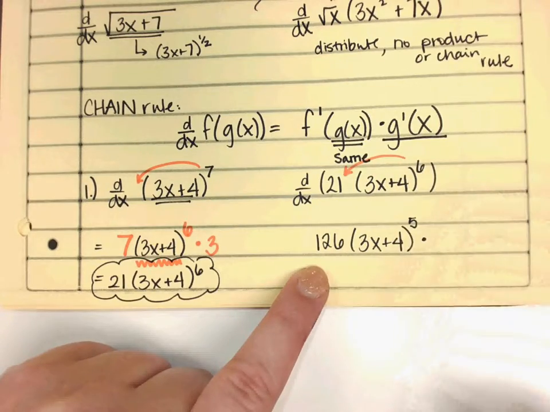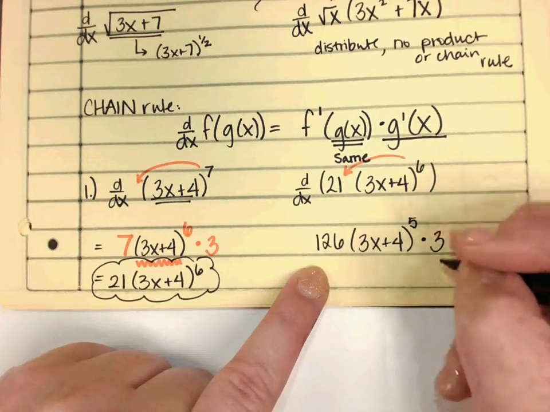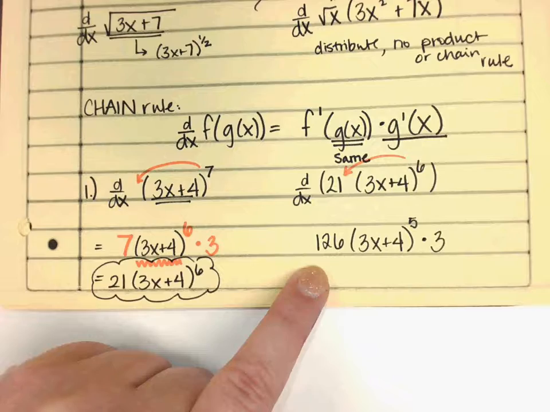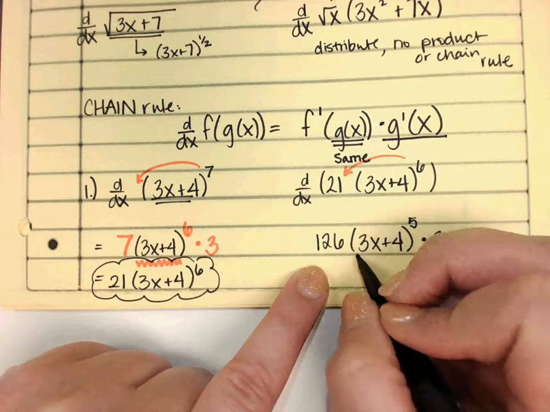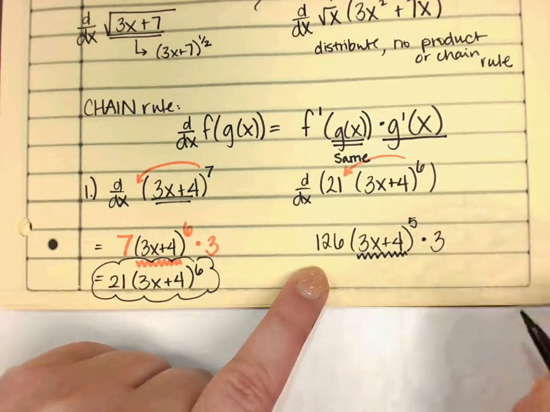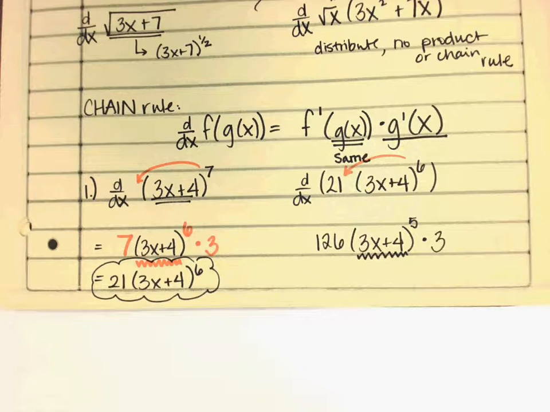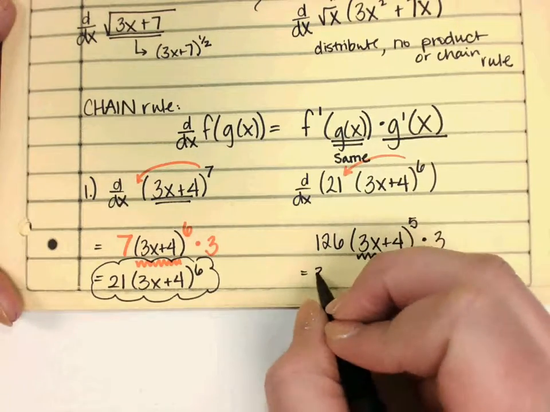Then what do I do? Times by 3. Oh, so you just multiply by the coefficient? You're multiplying by the derivative of the middle, which does happen to be the coefficient here. But it's not necessarily always going to just be a coefficient. Okay, then from there, I'd combine 126 times 3, which I'm doing on the calculator since I don't know what it is, and it's 378.